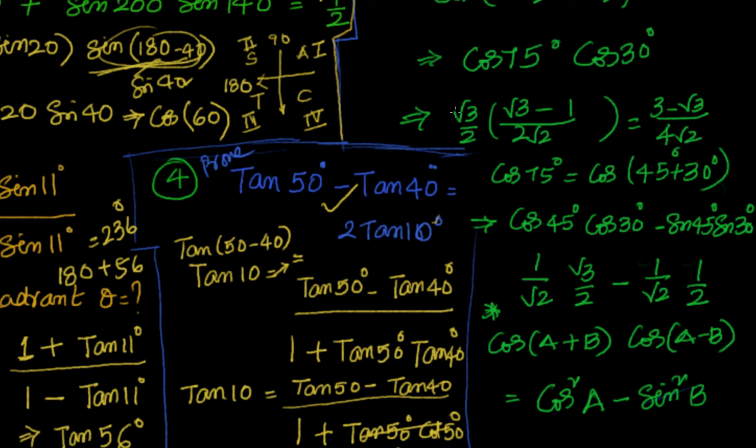How did we get it? Root 3 into root 3 is 3. Root 3 into 1 is root 3. So this is the answer.